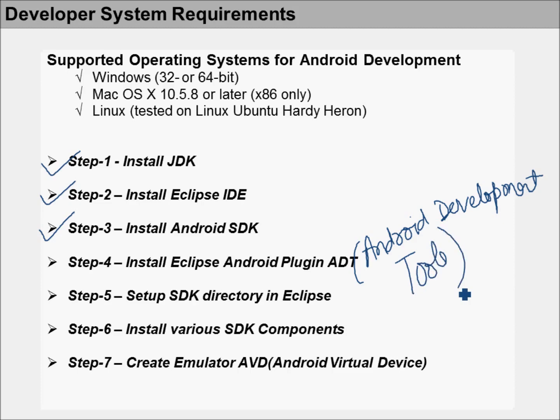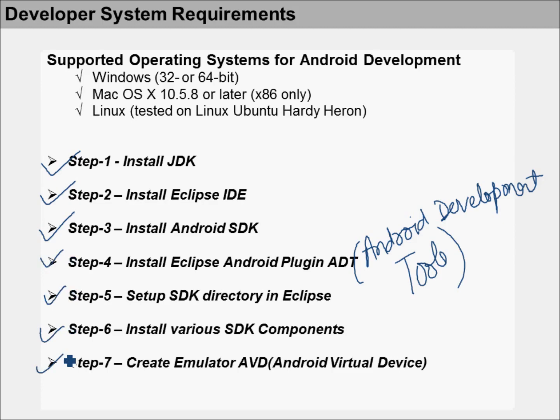Next, we'll set up the SDK directory in Eclipse just to configure. After that, we'll install various SDK components, and then finally we'll create an emulator AVD to run our applications. Once we are done with these 7 steps, you are ready to write your first Android application.